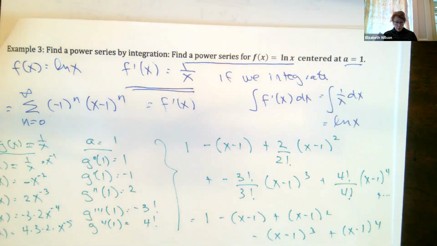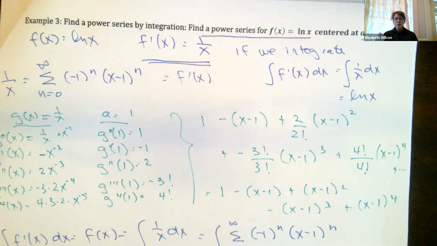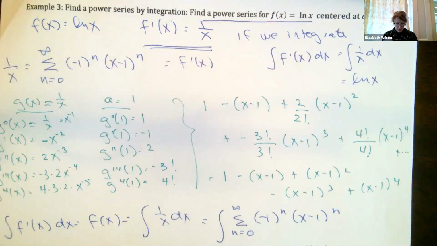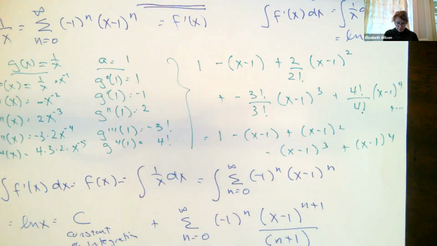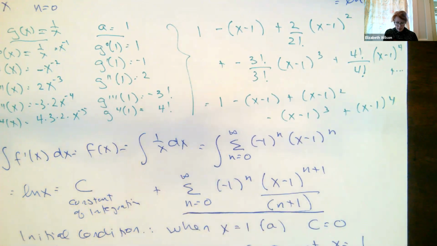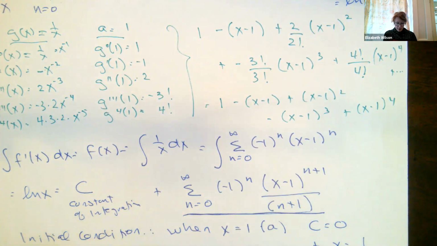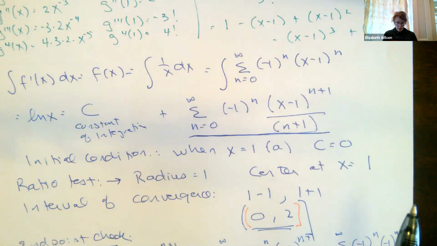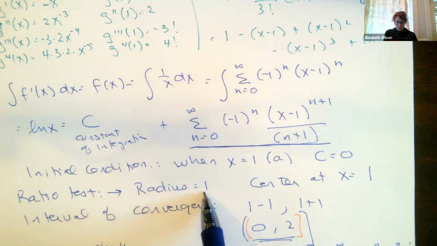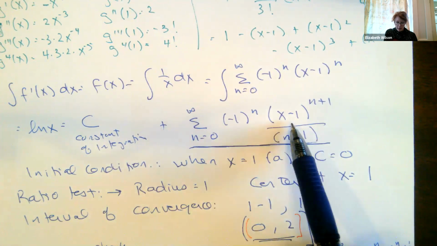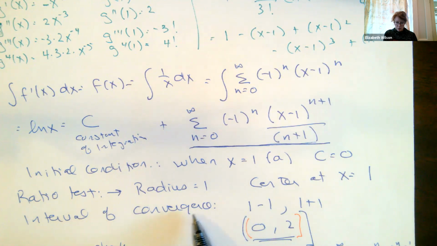So example number 3 was that we needed to find a power series for this particular function. We did it through integration, and then we came up with this right here as our power series: the sum of (-1)^n (x-1)^(n+1) over n+1. Our ratio test showed that we had a radius of convergence equal to 1, and our center is at x equals 1, which makes our interval of convergence center plus or minus radius. That becomes 1 minus 1 and 1 plus 1. So we're going to go from 0 to 2, and based on our endpoint check, we need to figure out whether we're going to include these numbers or not.